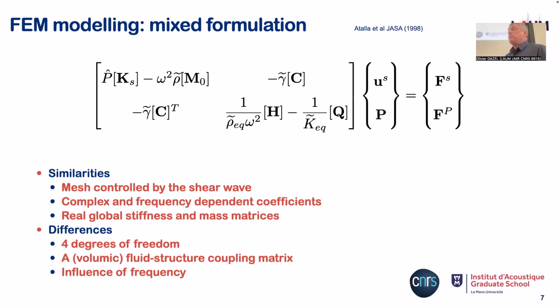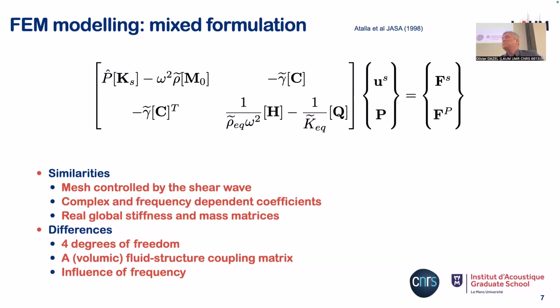If you want to make the full order model, you have a mesh which is controlled by the shear wave, because this is the one with the lowest wavelengths, and frequency complex coefficient. We have these matrices which are presented there. And also one thing, which is that in this formulation, which is symmetric, you can see that we have omega square, which is at the numerator for the solid part, and at the denominator for the fluid part. So once more, influence of frequency.